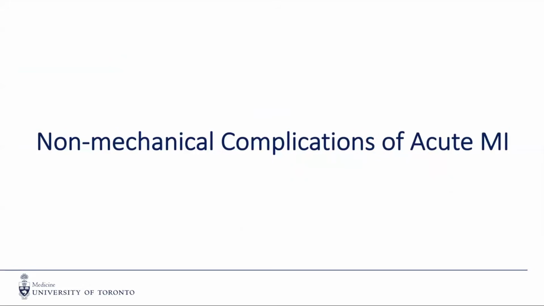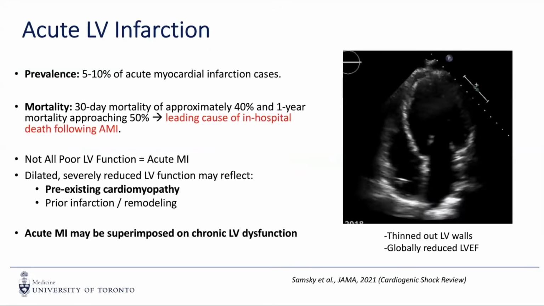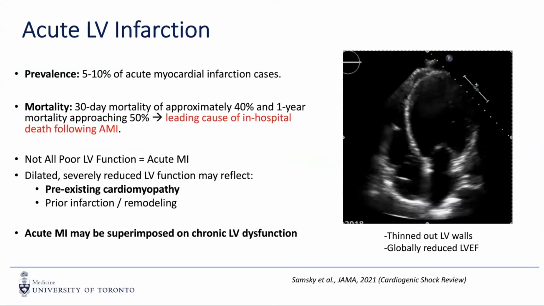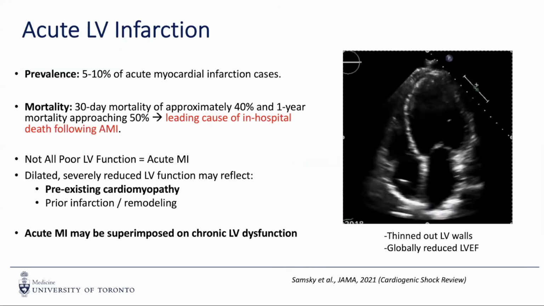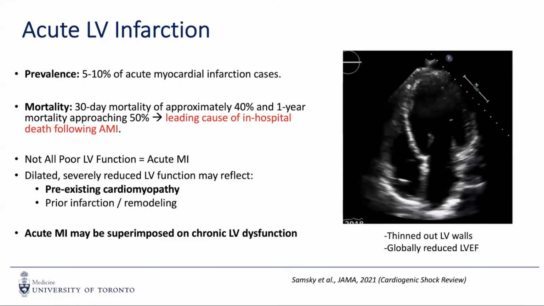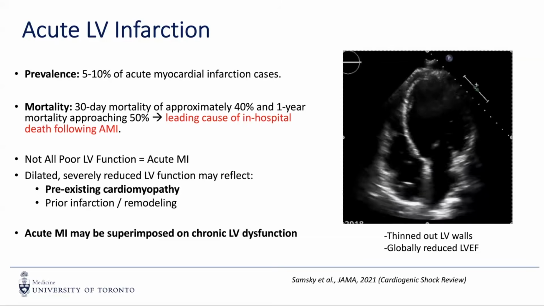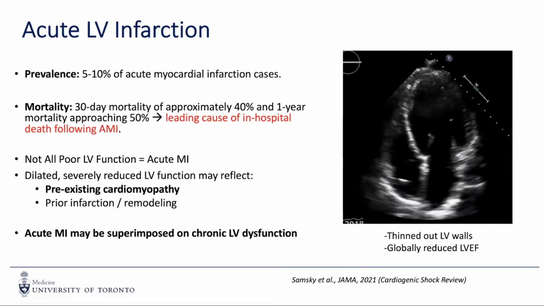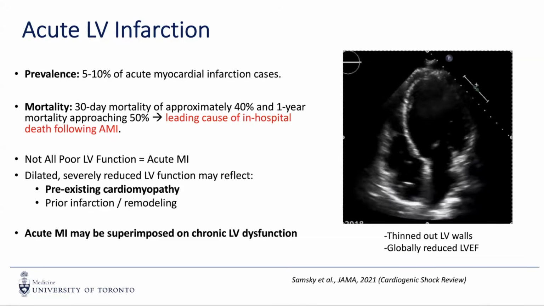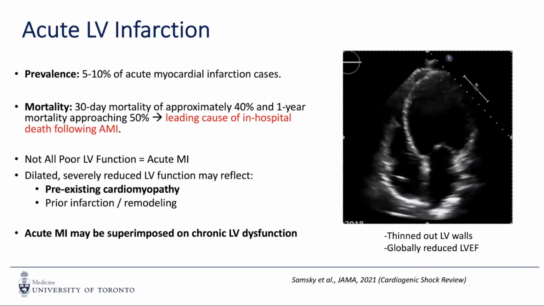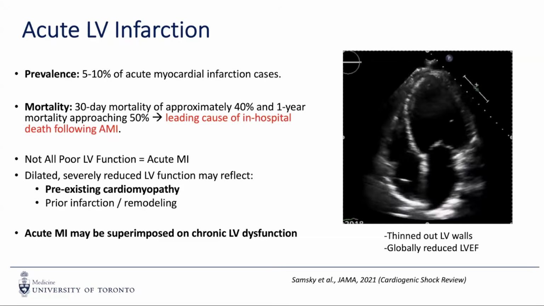With that being said, we can now move on to our next topic, which is non-mechanical complications of acute MI, starting off with acute LV infarcts. This is quite common, happening in up to 10% of cases, especially with anterior MIs. It's actually the leading cause of in-hospital death after acute MI, and therefore it's important to be mindful of it and to know how to pick it up on echo.